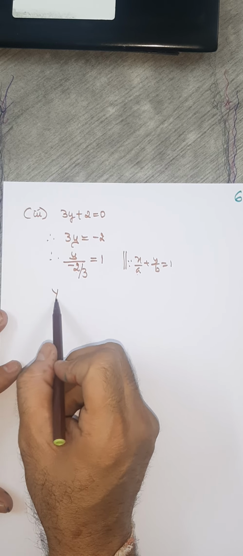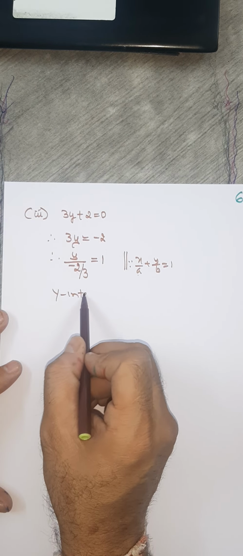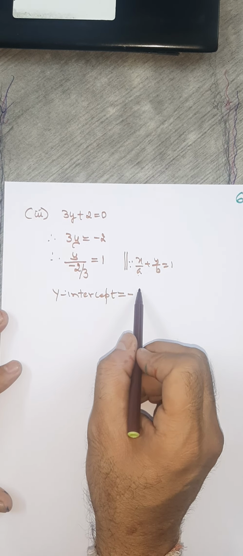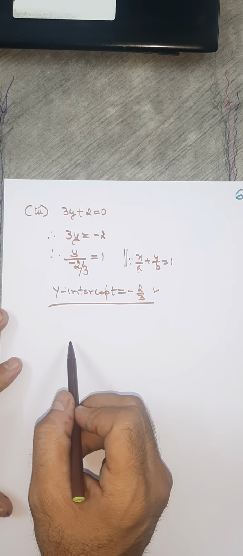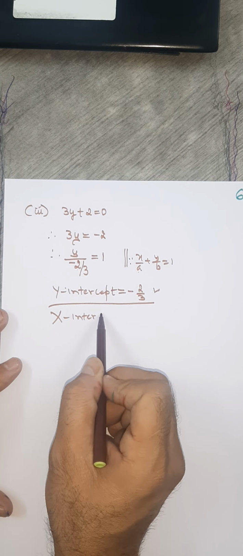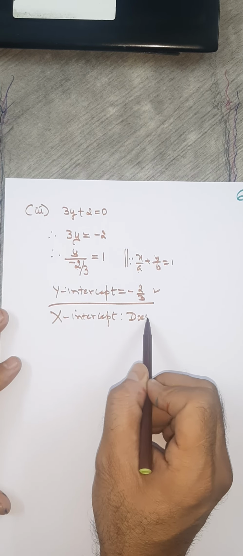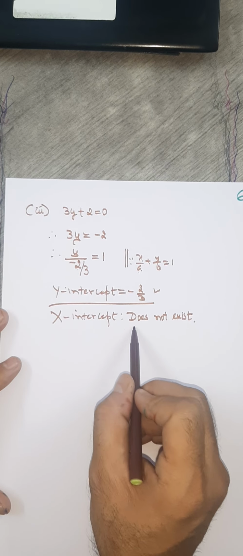So only y upon b is there, which represents the y-intercept. What is the y-intercept here? That is minus 2 by 3, the intercept of the line with the y-axis. And what about the x-intercept? The x-intercept is undefined. It doesn't exist here, or not defined, whichever you write.